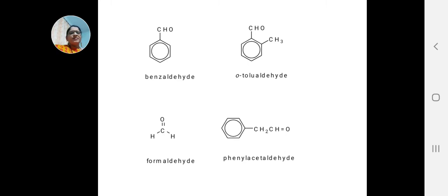Then the third compound, on this carbonyl carbon atom there are 2 hydrogen atoms, hence the name of this compound is formaldehyde. Then the fourth one, phenyl acetaldehyde. That means on acetaldehyde, that is CH3CHO, a hydrogen atom of the CH3 group is replaced by a phenyl group, hence the name of this compound is phenyl acetaldehyde.